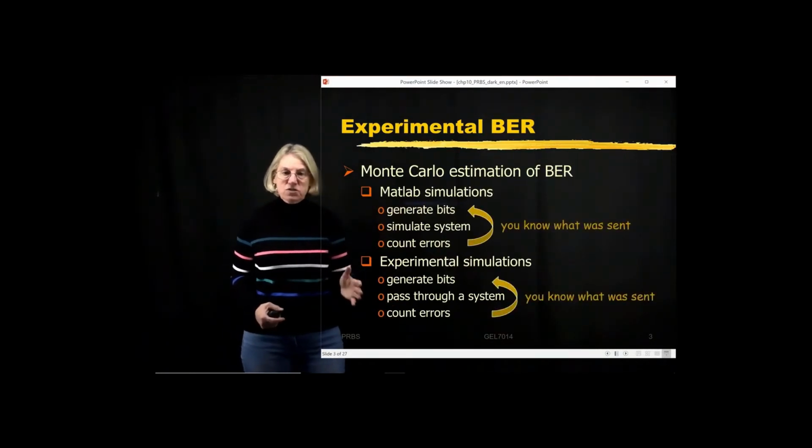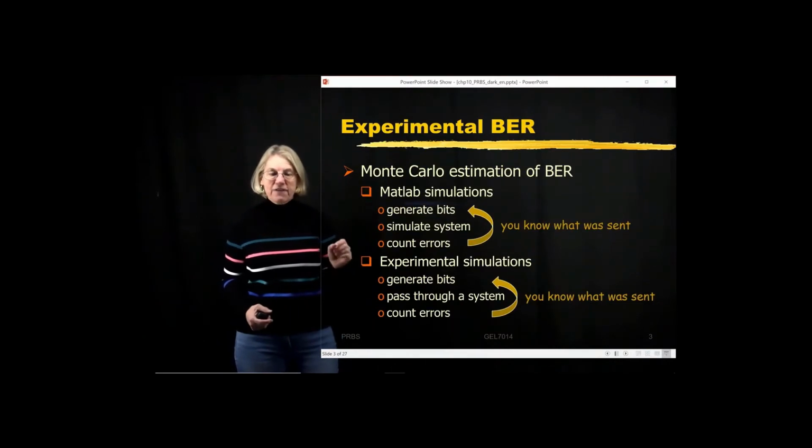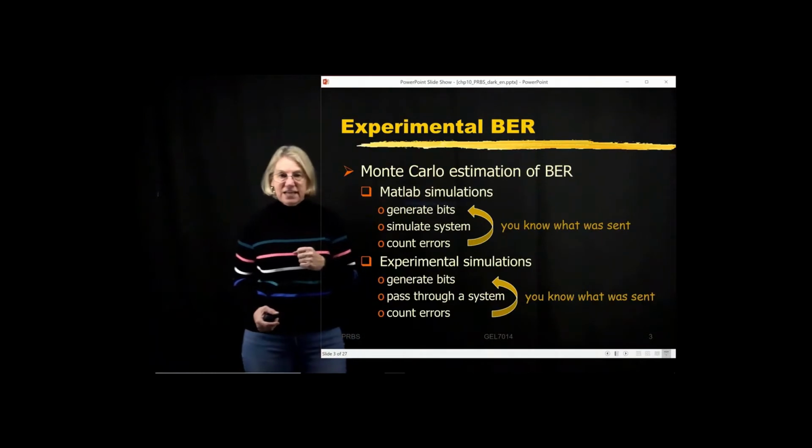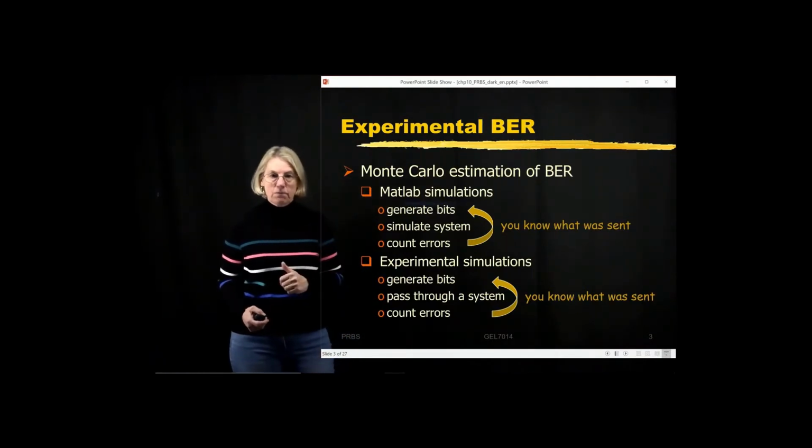So in all cases, we're exploiting the fact that we know what data was sent. If we know which bits were sent, we see which bits we receive, and we see if they've been flipped. And so then we could use the same techniques of estimating the Monte Carlo. But there are some things that are different.